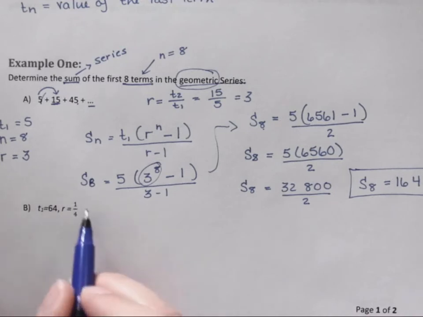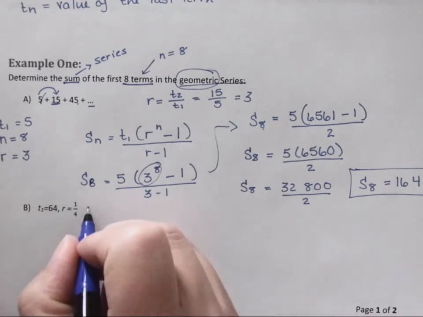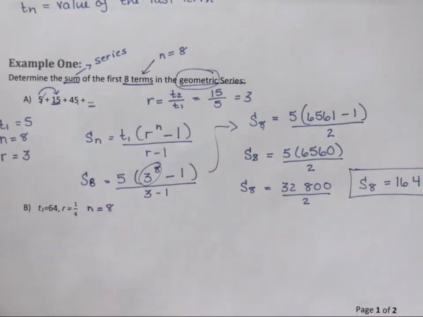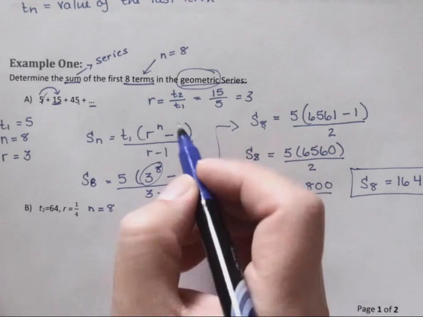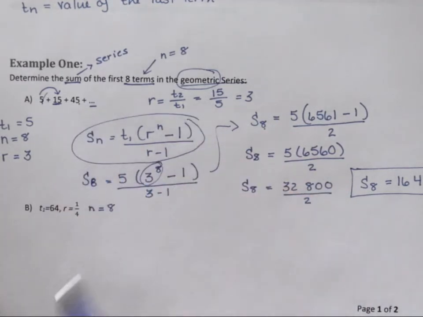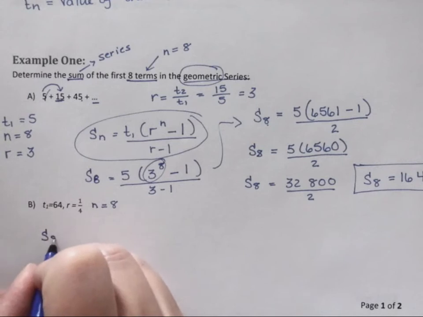This one's nice because it figured it all out for us, and we just know from the question that n is equal to 8. So again, I don't have Tn, I don't have the last term, so I got to stick with that first formula. I'm not going to rewrite it because it's right there. So we're summing the first 8 terms.